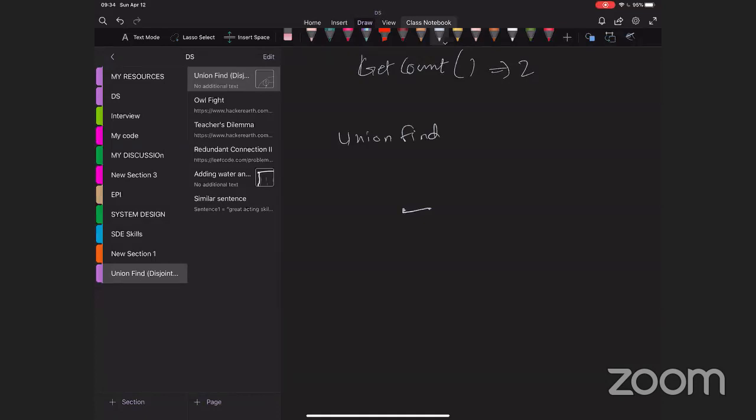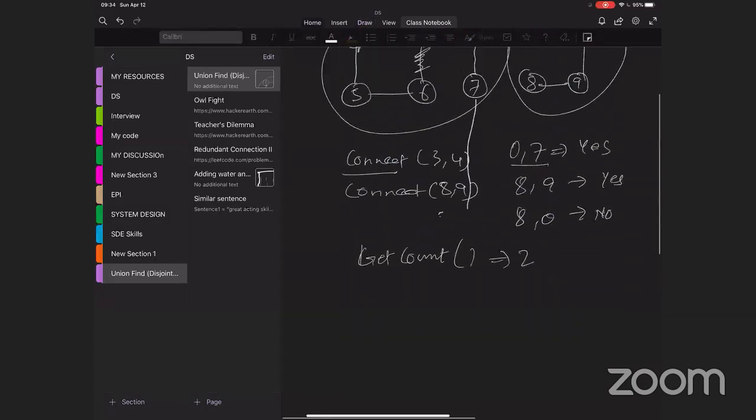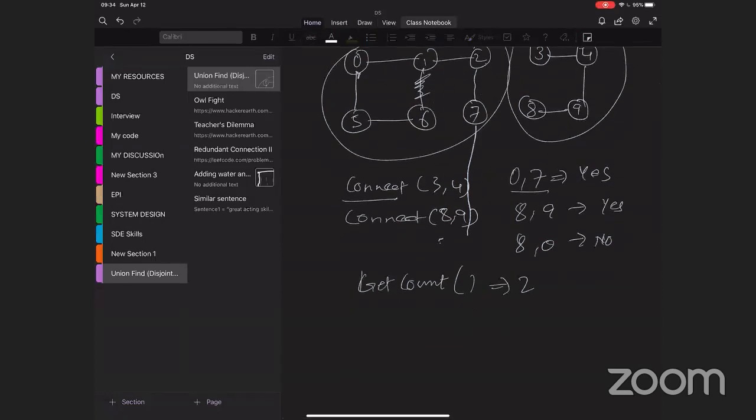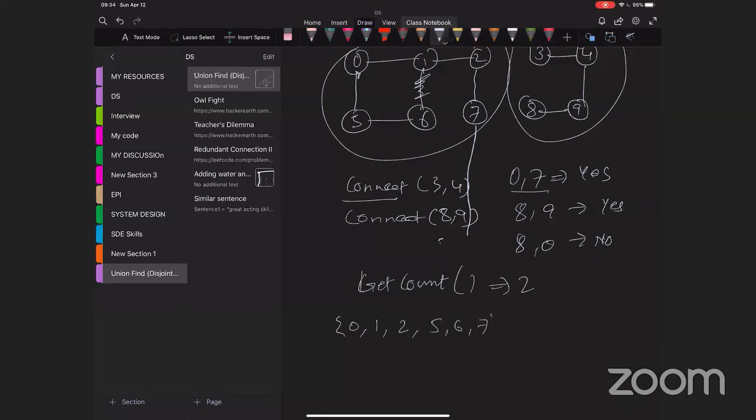Another quick thing. To represent this, I'm just trying to explain the name: disjoint set, union find, dynamic connectivity. In mathematics or computer science, it is represented as two sets. One set contains 0, 1, 2, 5, 6, 7, and another set contains 3, 4, 8, 9. And that's why they are called disjoint sets.